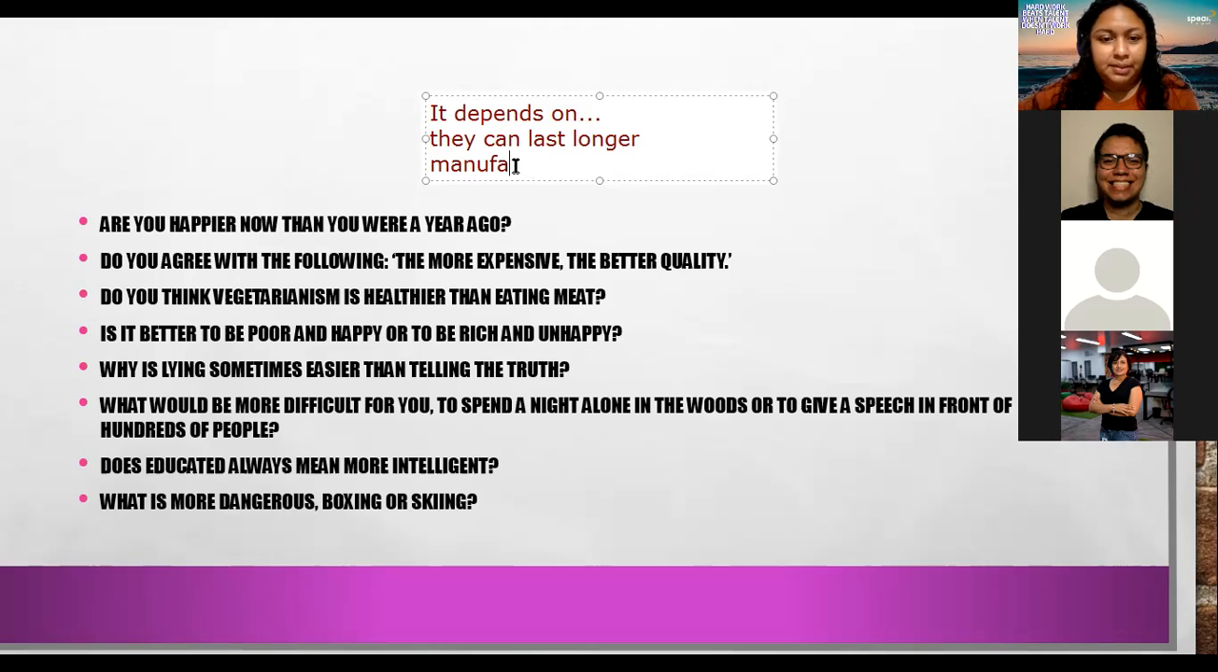Let's see. Okay, we're going to repeat some words. We're going to say it depends on. It depends on, because this one is a verb. So it's like conjugating the verb in the third person. It's like saying my mother goes to work. So it's similar, it's a verb. Okay, got it. Then we have they can last longer. They can last longer. And then we say manufactured. Manufactured. Okay, there you go. Thank you, teacher. Great.